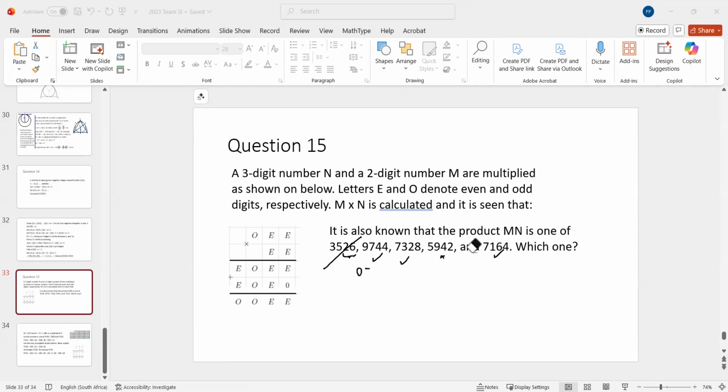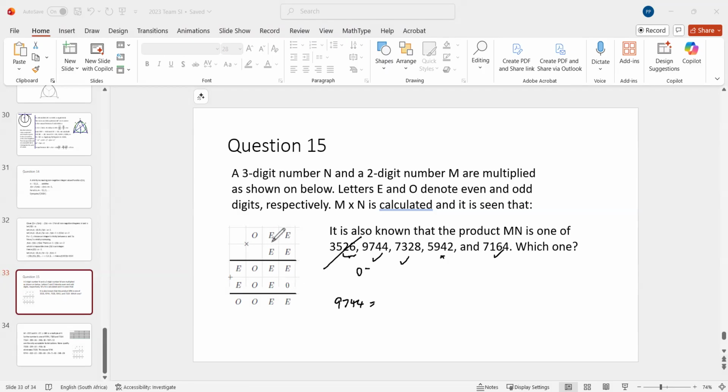So they want to know which one. So I can try 9744. The last two digits are even, because you've got even, even, even, even in every one of those. But it's a multiple of four, so any one of these three will work.